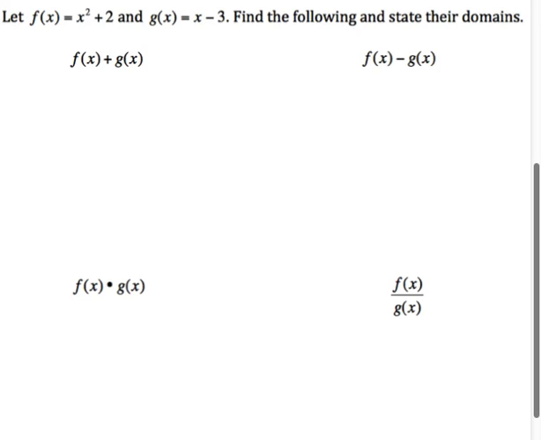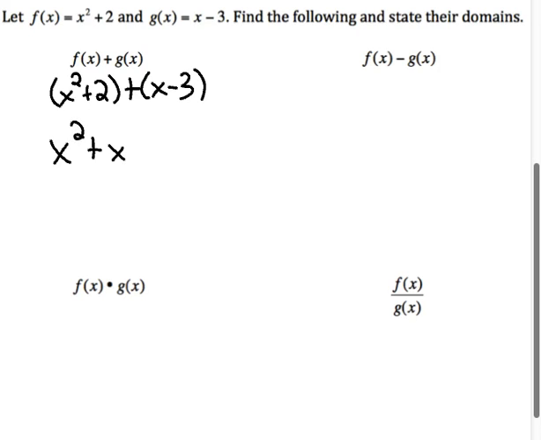All right, so adding two functions together. Well, here I have x squared plus 2, then I'm adding it with x minus 3. So when you're adding, it literally is just basically combining like terms. I have an x squared, x, and then 2 minus 3 leaves me with a negative 1. So that's really all adding is, combining like terms.